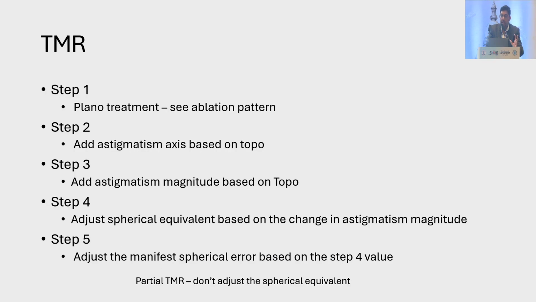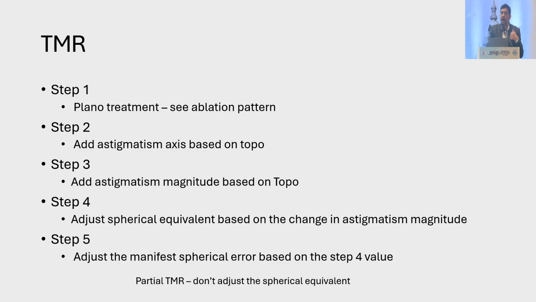If you're doing a TMR, you would actually correct the astigmatism of the patient in terms of axis, and correct the astigmatism in terms of magnitude. And the difference in astigmatism between the acceptance and the topographic, you would try to add on or correct the spherical equivalent of that to the manifest refraction, and that would be your final correction.